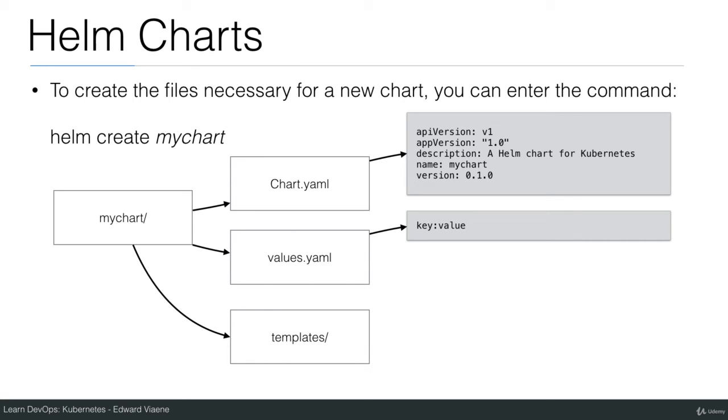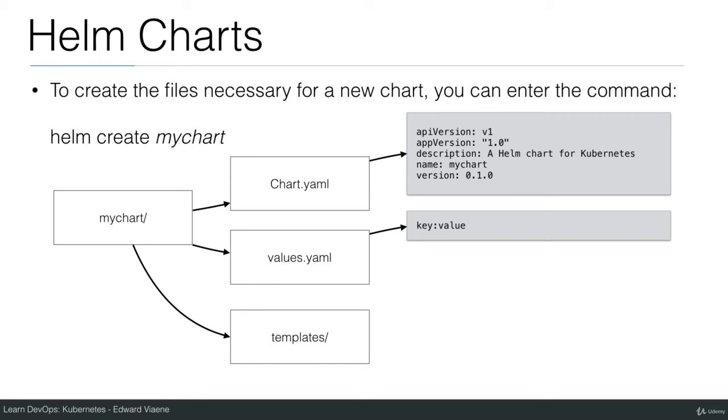Values.yaml contains the values that you want to use in your chart using YAML format. I will show you the default one in the next demo. The default one is already quite long, and it contains things like the image name, the image tag that you define in the values.yaml and that you can then use in the templates.